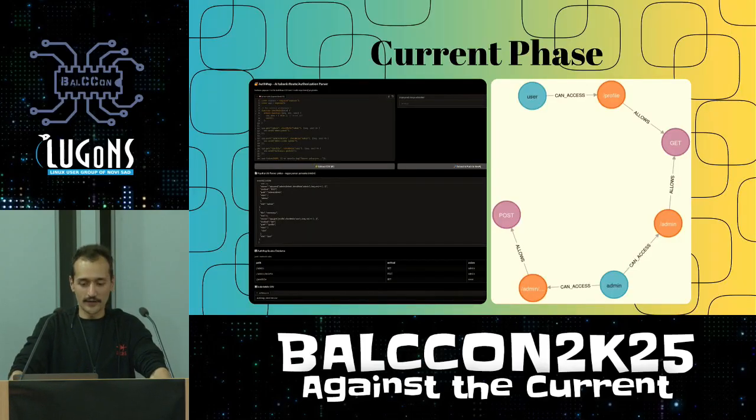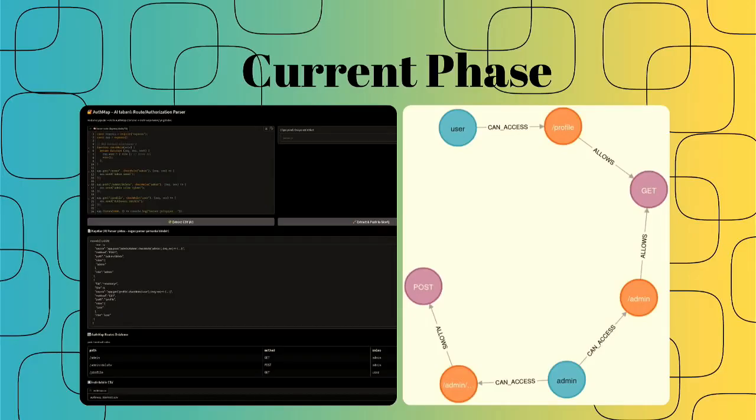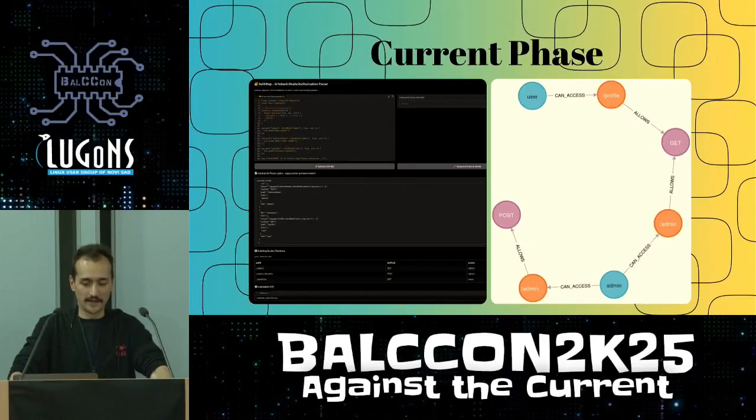But just for the current phase, we did push AuthMap to GitHub, which is available. It's free and open source. And as it stands, it's capable of analyzing routes and user roles, and it can map them to a Neo4j graph.